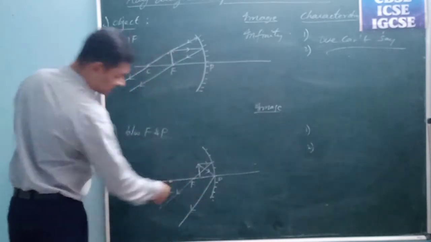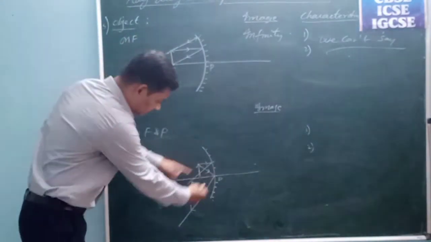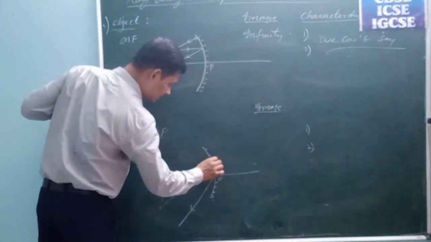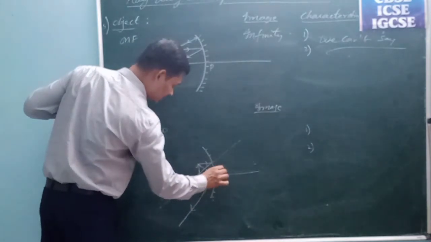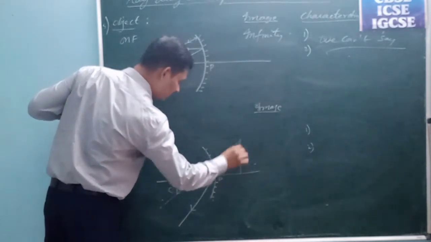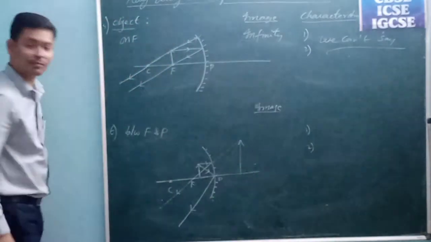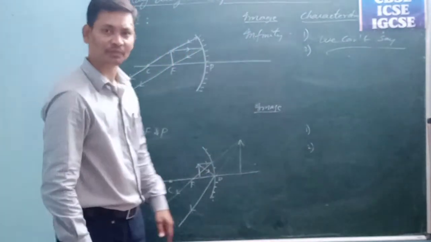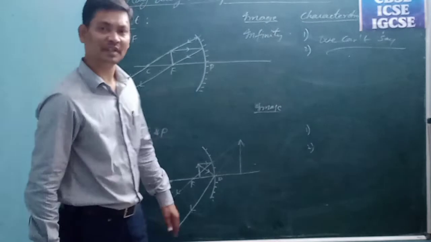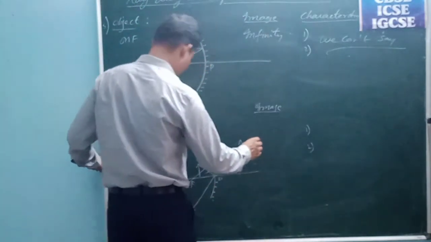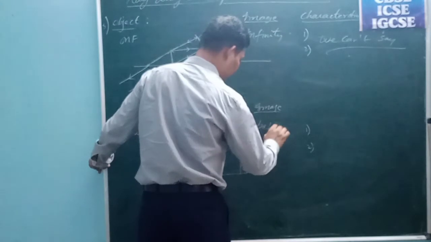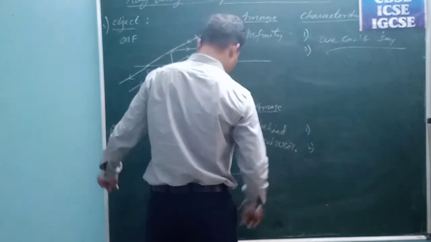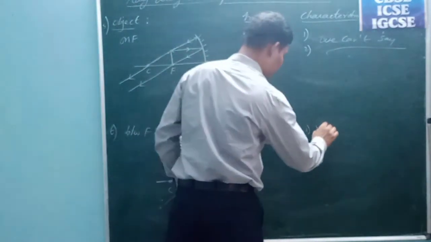So these rays look like diverging rays. You see very clearly, these are diverging rays. If these diverging rays are extended back, they meet at a point behind the mirror. They meet at a point behind the mirror. So look at this. This is above the principal axis now. Here the image is above the principal axis. So this is behind the mirror. And here this is a virtual image.